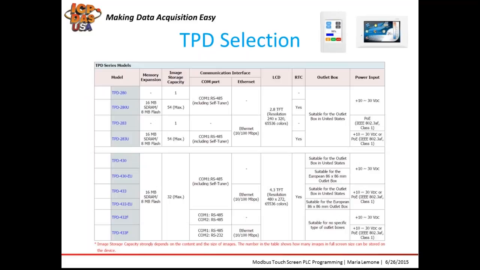You can use a USB to serial or Ethernet to serial converter for uploading programs. Some come with the USB port. The 2.8-inch version is powered over Ethernet, the one with an Ethernet port, TPD 283. The power input for the TPD series is 10 to 30 VDC. The TPD 432F has a flange mount. So as you can see in this selection guide here, there's different kinds of COM ports available with different units.